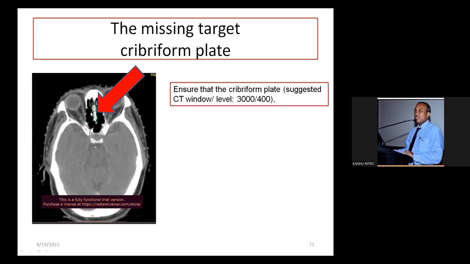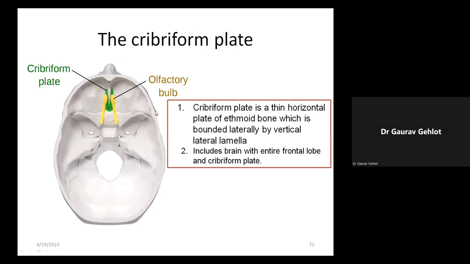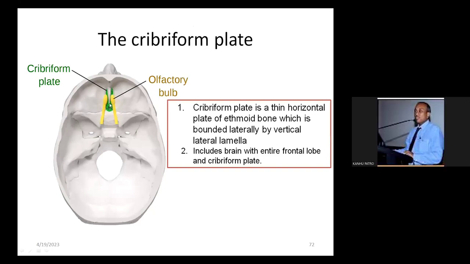cribriform plate. So contour this cribriform plate, and you can see it visible better in the 300 to 400 window width and level. Why is this important? Because the olfactory lobe is here and some CSF spaces will be found. So contour this area.